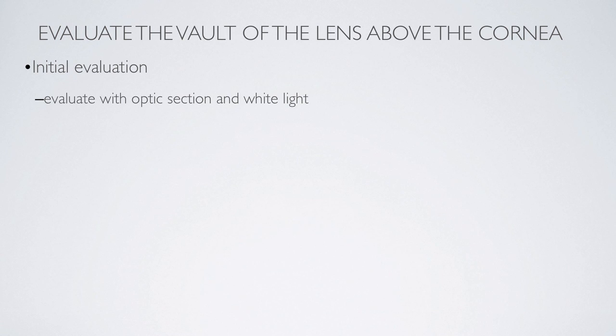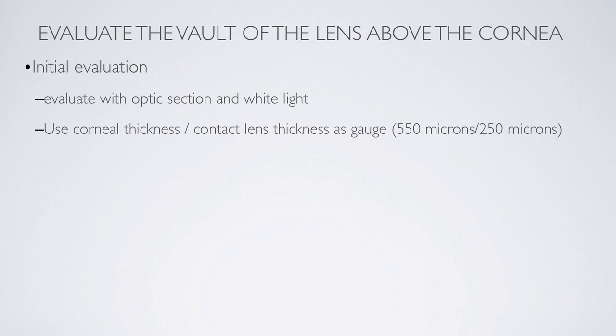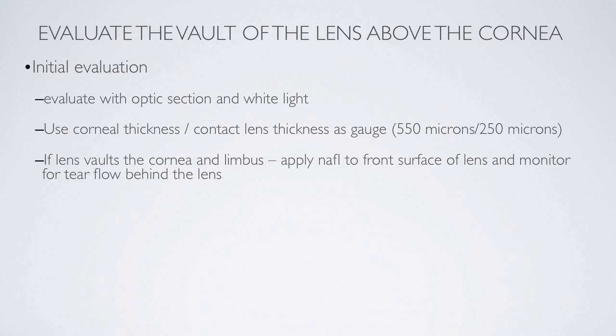So, my process in my evaluation when I'm fitting this lens is I want to look with white light in a thin optic section, high intensity light. I look at the corneal thickness, which usually is approximately 550 microns. And I look at the thickness of the contact lens, which may be 250 microns or 300 microns, depending on the lens you're putting on the eye. And I evaluate the cornea and the lens vaulting over the cornea from limbus to limbus and actually beyond the limbus. If I apply fluorescein to the front surface of the lens, it's a little easier to see the lens profile.